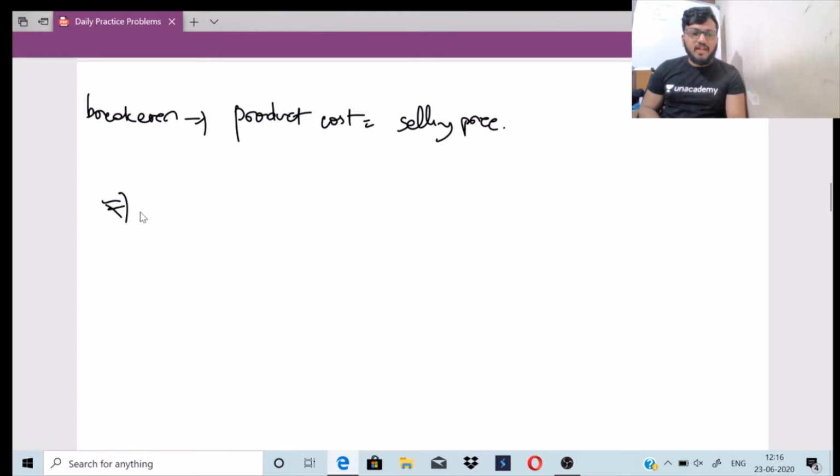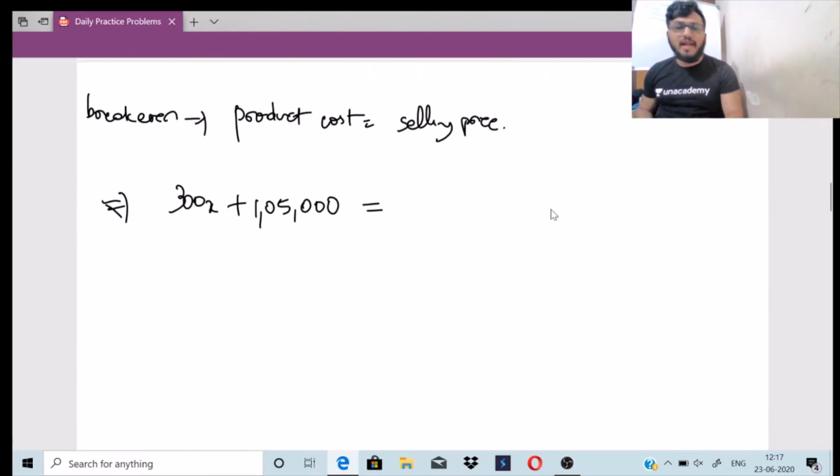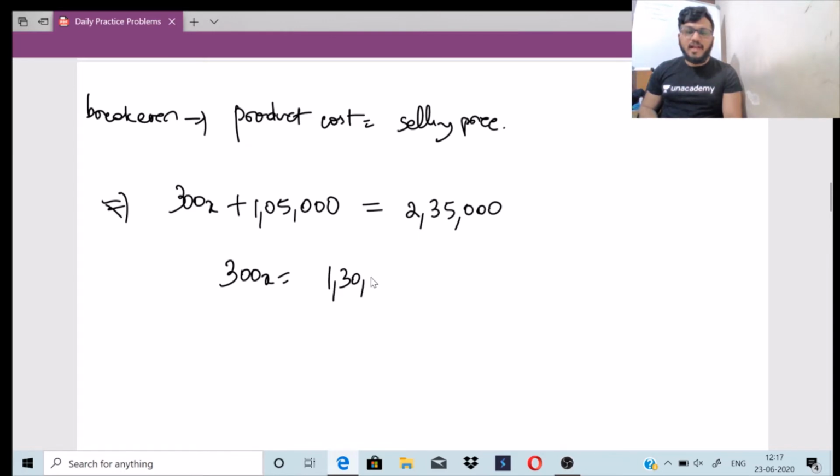So you know that in the season, what is the equation we got? We got it as 300x plus 1,05,000, right? And what is the total cost he is bearing? 2,35,000, right? So here 300x will be equal to 1,30,000, right?